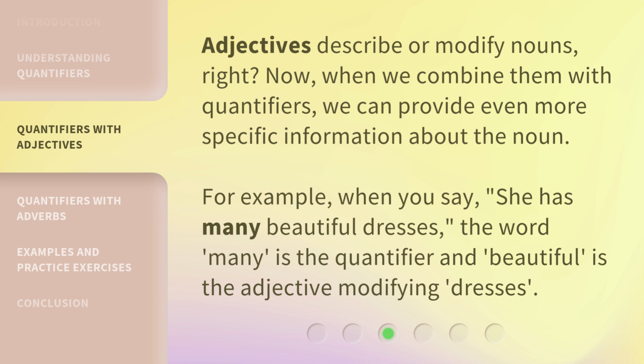Adjectives describe or modify nouns, right? Now, when we combine them with quantifiers, we can provide even more specific information about the noun. For example, when you say, "She has many beautiful dresses," the word many is the quantifier and beautiful is the adjective modifying dresses.